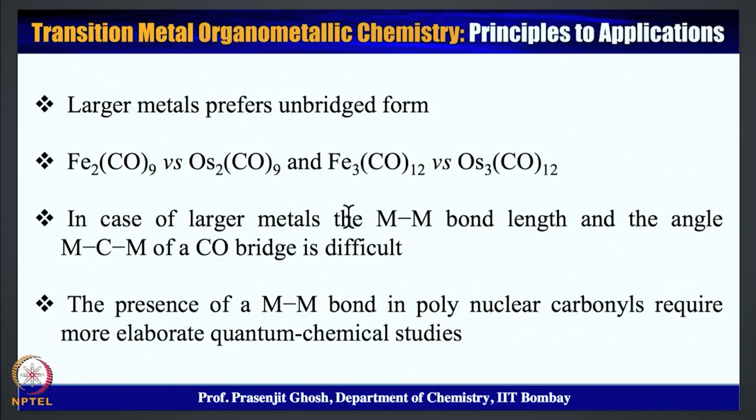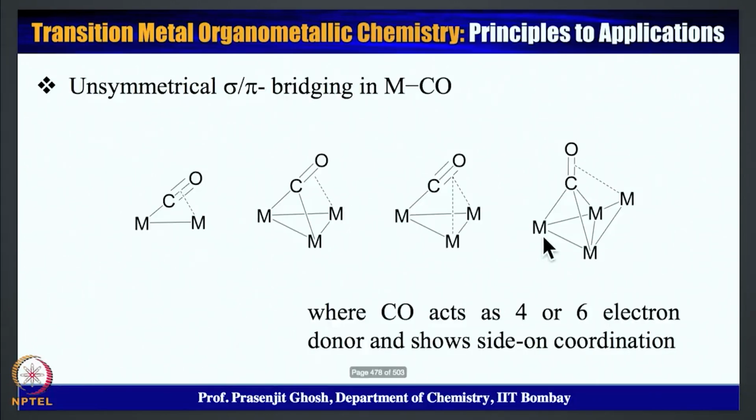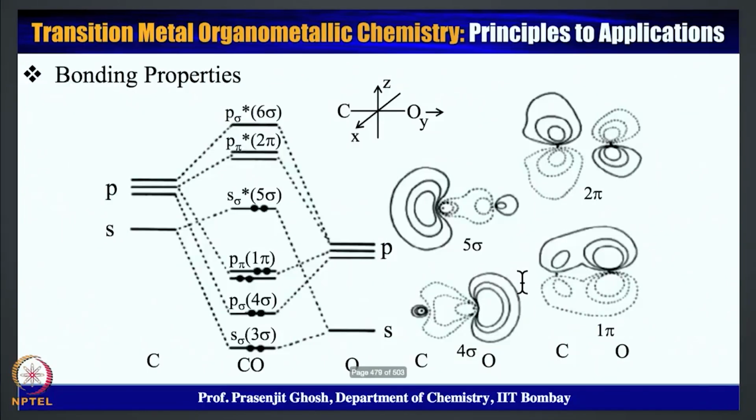Moving on from there, we have looked into semi-bridging, which is another mode of the carbonyl complexes, and the kind of examples that symbolize it. Also, a lot of unsymmetrical sigma pi bridging metal carbonyls with 4 or 3 electron donor sites were discussed, and that shows side-on coordination.